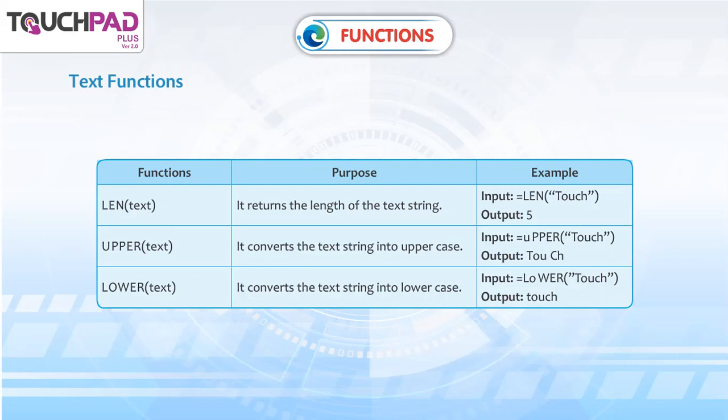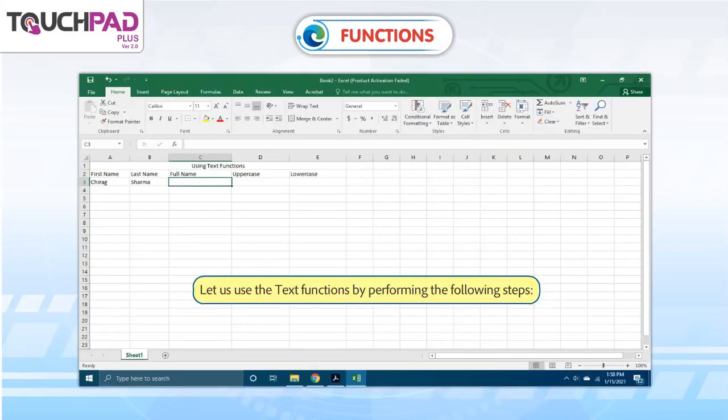Output: TOUCH in uppercase. LOWER(text). It converts the text string into lowercase. Input: =LOWER("touch"). Output: touch in lowercase. Let us use the text functions by performing the following steps.